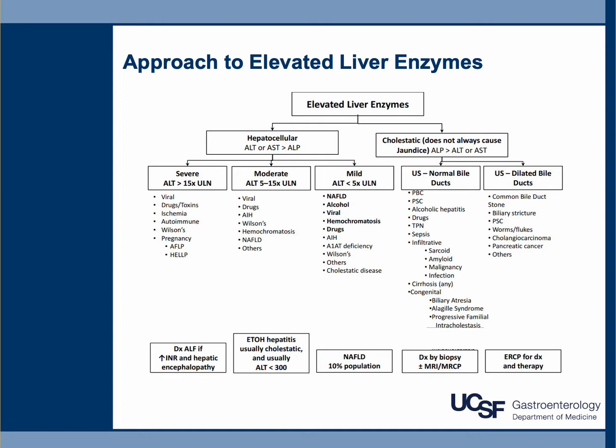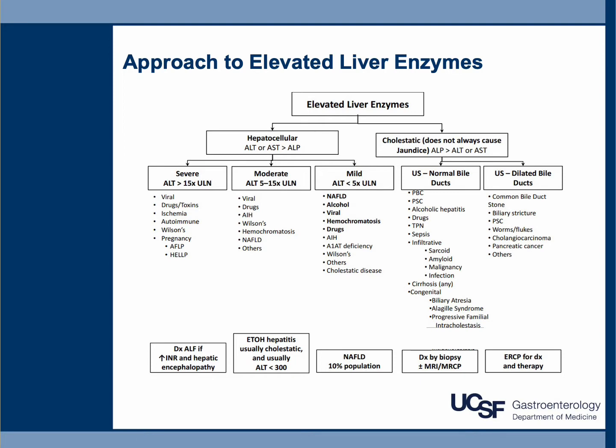If the pattern presented is hepatocellular, we then break it down by the degree of elevation into severe, which is an ALT greater than 15 times the upper limit of normal, moderate, which is an ALT 5 to 15 times greater than the upper limit of normal, or mild, when an ALT is less than 5 times greater than the upper limit of normal. You can see listed below each the different causes for the degree of enzyme elevation.